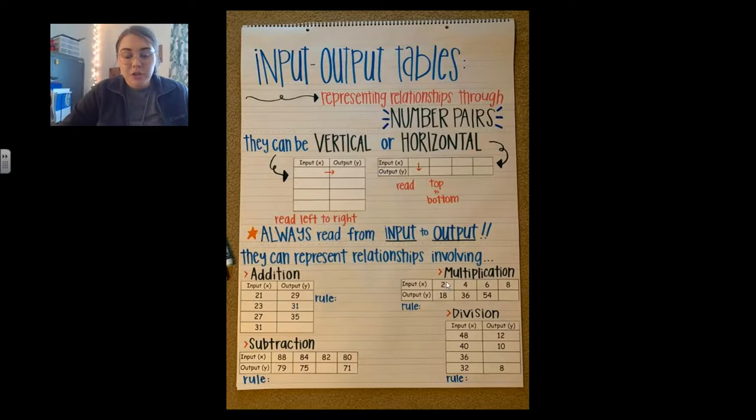For multiplication, you would look at this one. 2 times what gives you 18? 9. 4 times what gives you 36? 9. 6 times what gives you 54? 9. So 8 times what? 8 times 9 is 72. You're right. So my rule would be to multiply by 9. So we are looking for the relationship between the input and the output.